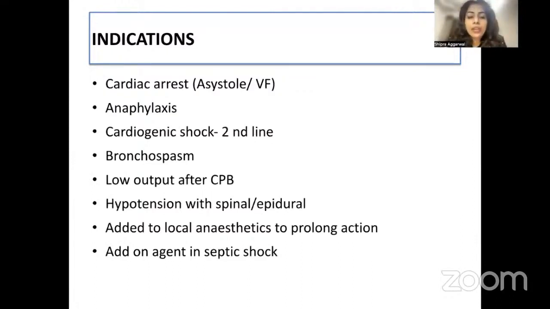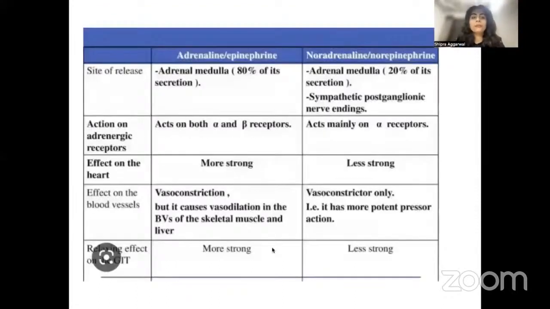Now the indications for adrenaline is, it is the first line of therapy for cardiac arrest due to asystole or ventricular fibrillation. Also, it is the first line of therapy for anaphylaxis, and this is mainly because of the beta 2 agonism, which will help in the treatment of laryngeal edema. The other indications include treatment of bronchospasm, low output after cardiopulmonary bypass, treatment of hypotension with spinal or epidural, if you need to prolong the action of local anesthetic, and as an add-on agent in septic shock when addition of noradrenaline is not sufficient in the treatment.